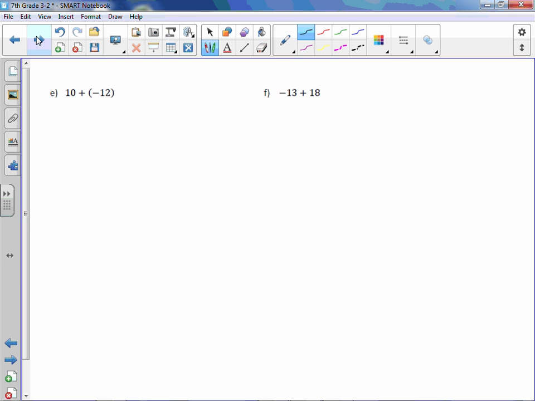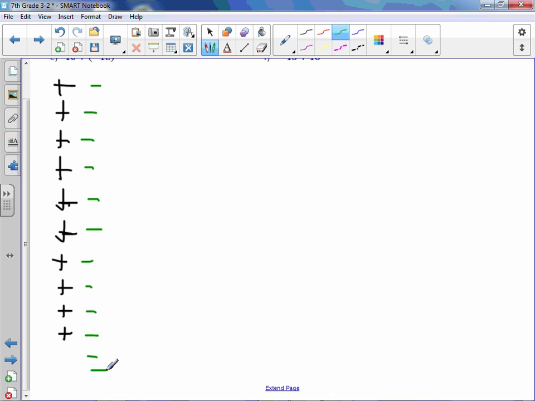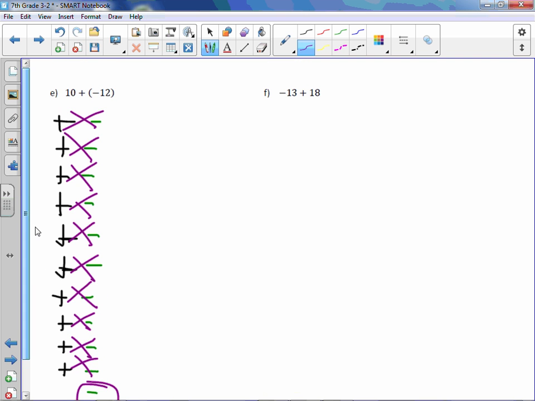Letter E, positive 10 plus negative 12. I have 10 positives and I have 12 negatives. Cross out your 0 pairs. You are left with negative 2.